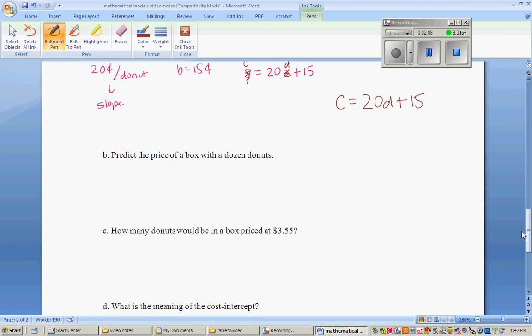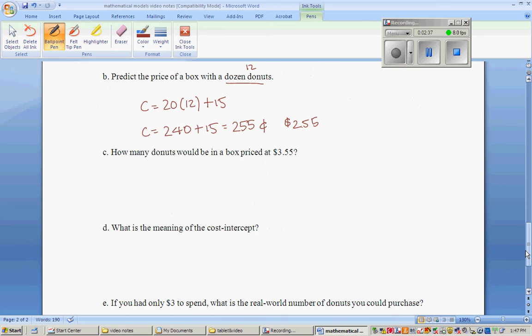If it says predict the price of a box with a dozen donuts, D is 12. So we're just going to plug that in for D. C equals 20 times 12 plus 15. Just do the algebra, and we get 255 cents. So you want to turn that into dollars because that is silly. And it's $2.55.